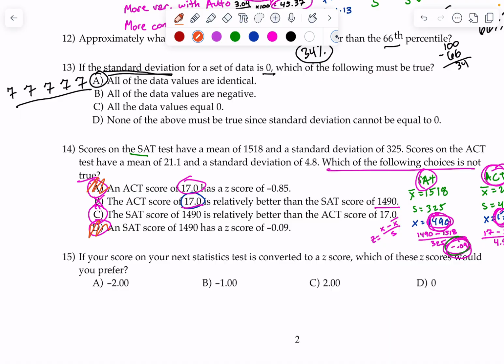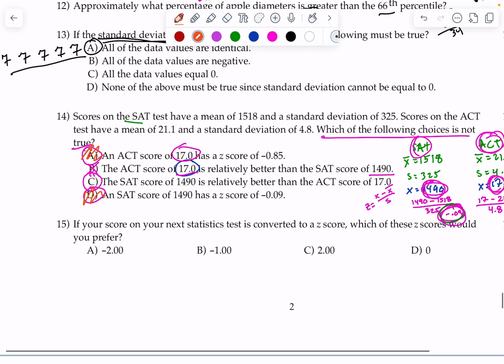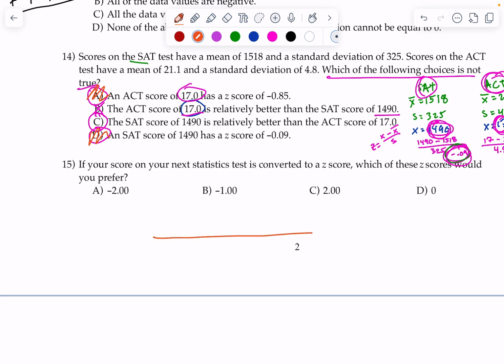All right, last one. If your score on the next stats test is converted to a z-score, which one would you prefer to have? If your average is here in the middle, your z-score tells you the number of standard deviations you are above or below average. The z-score for the average is 0. That's 0 units above average. One standard deviation would have a z-score of 1. Two standard deviations would have a z-score of 2. One below would be at a -1 z-score. Two below would be a -2 z-score, etc.